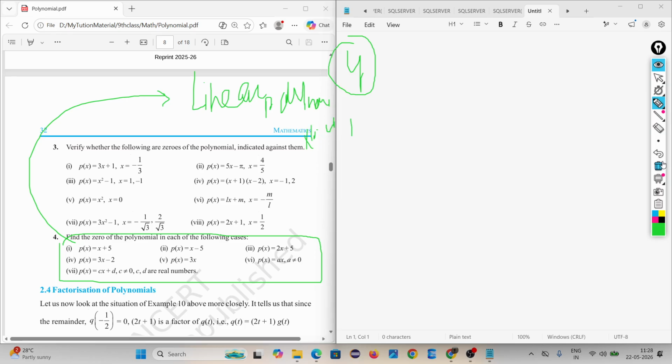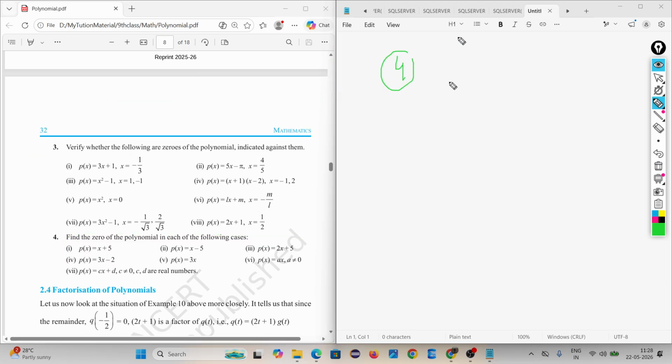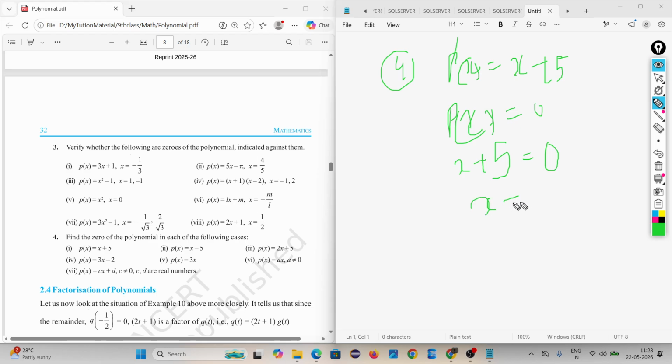Now look, I am doing one question. P of x equal to x plus 5. You are finding the zero, so what is the meaning of zero? P of x should equal 0. P of x is nothing but x plus 5, which should equal 0. So x equal to minus 5. This is the meaning.